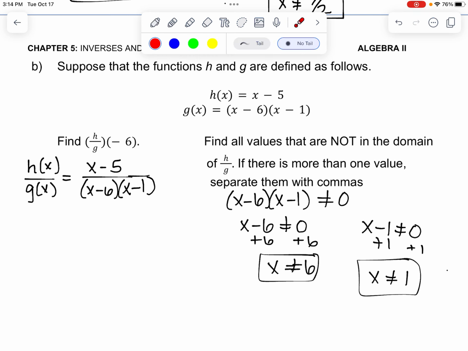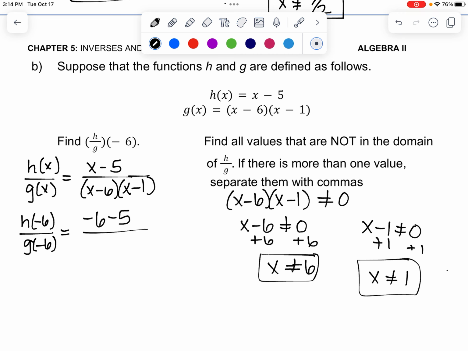Now, we're going to substitute in that negative 6. So h of negative 6 over g of negative 6. So I have a negative 6 minus 5, and on the bottom I have negative 6 minus 6 times a negative 6 minus 1. Okay, so again, I took this negative 6 and I plugged it in for all those x's.